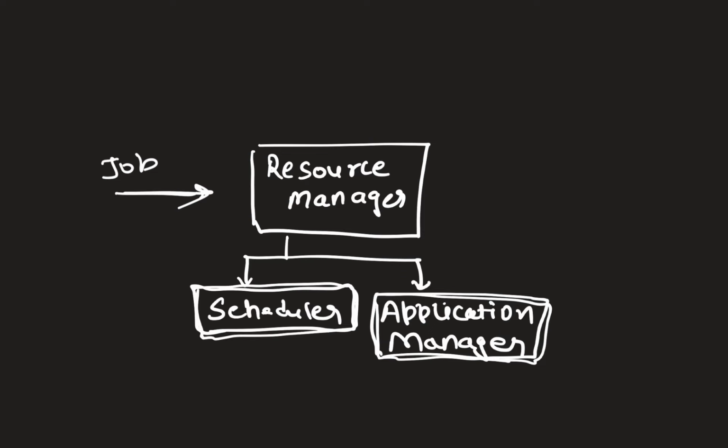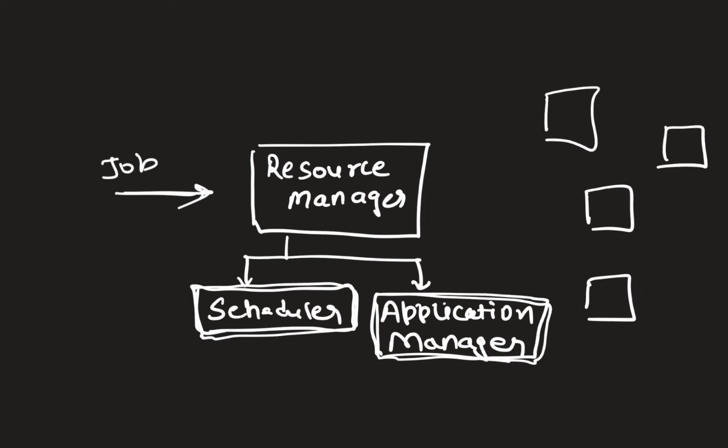scheduler comes into picture, which schedules your job into different containers. It assigns different containers within different nodes in your cluster. So you have different nodes in your cluster. So scheduler basically gets the resources in any of the node and then assigns those resources to your cluster.